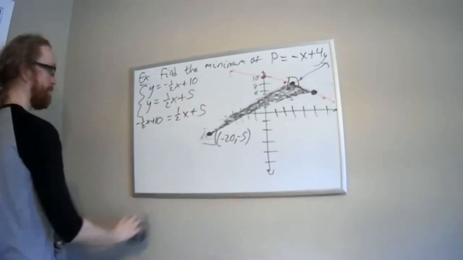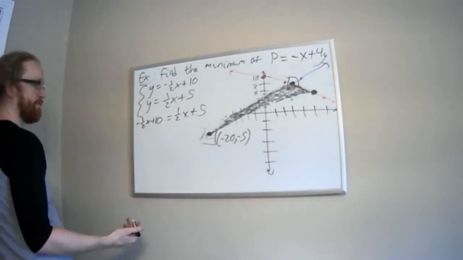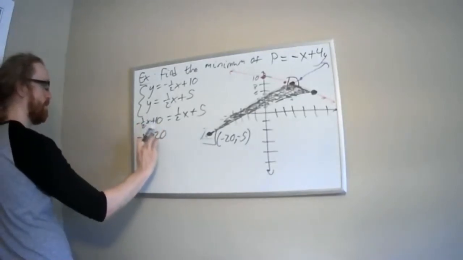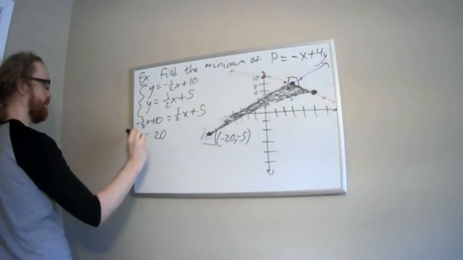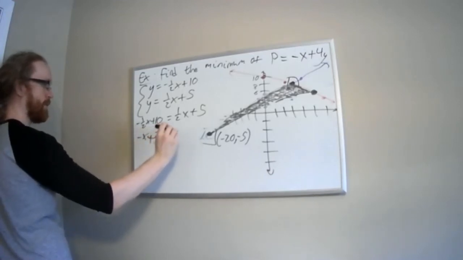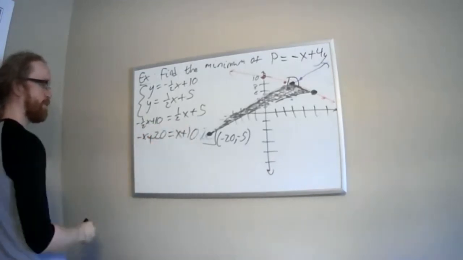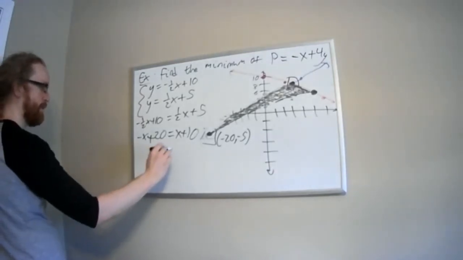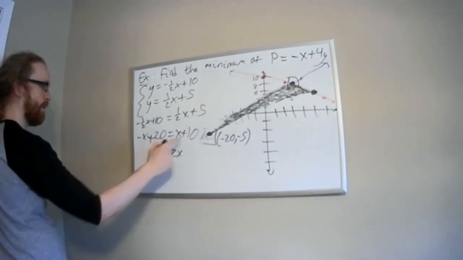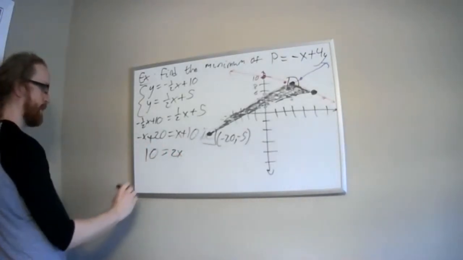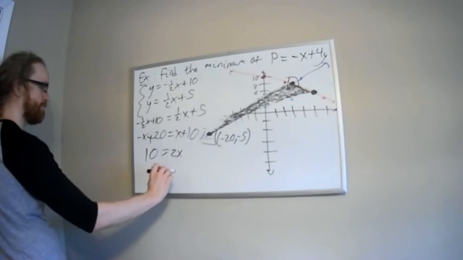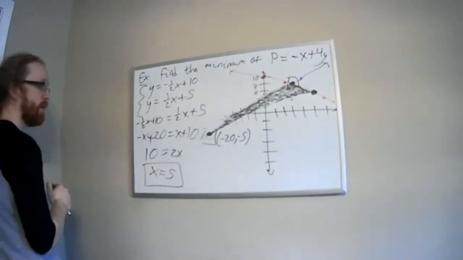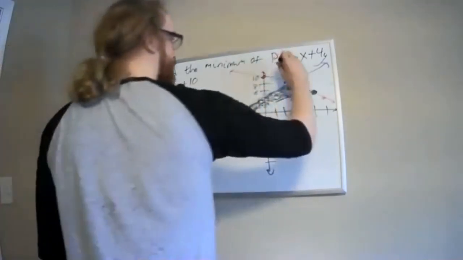And we're going to solve that out. So I'll multiply both sides by 2. I'll get -x plus 20 equals x plus 10. Now I'll add x to both sides, and so I'll get 20 equals 2x plus 10. I'll subtract 10 from both sides, and I'll get 10 equals 2x. So it looks like x equals 5. Divide both sides by 2. Get x equals 5. So this x coordinate up here is 5.